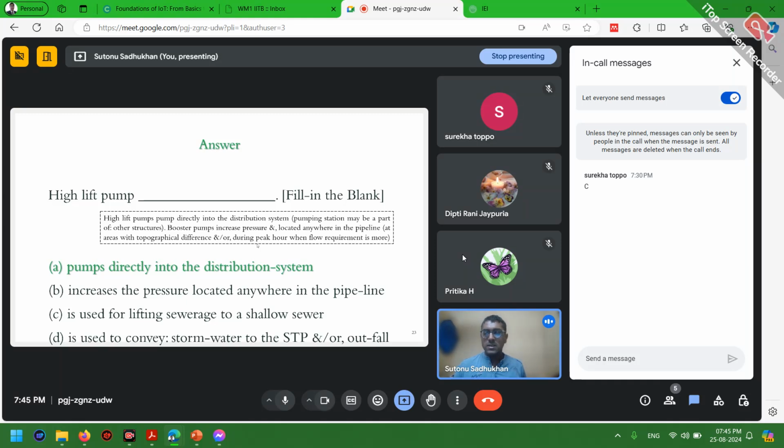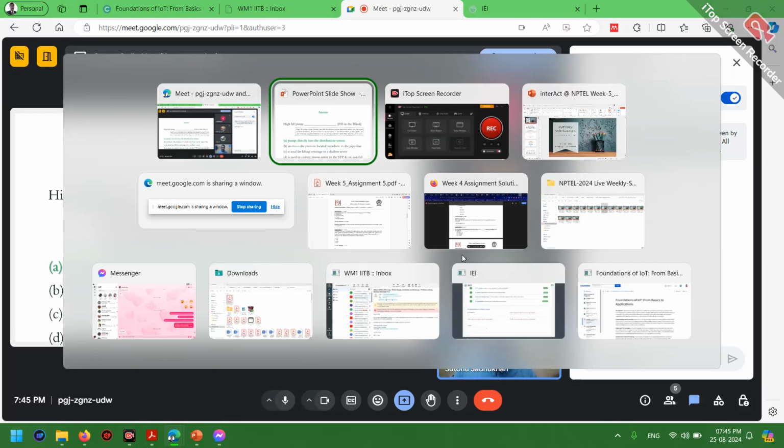So as I was telling, the booster pump's function is to increase the pressure, and a hydraulic pump is used for directly pumping into the distribution system. Okay, just wait a minute.